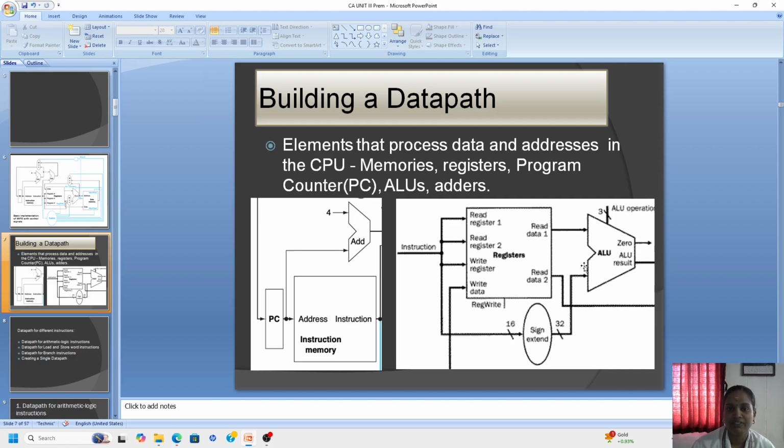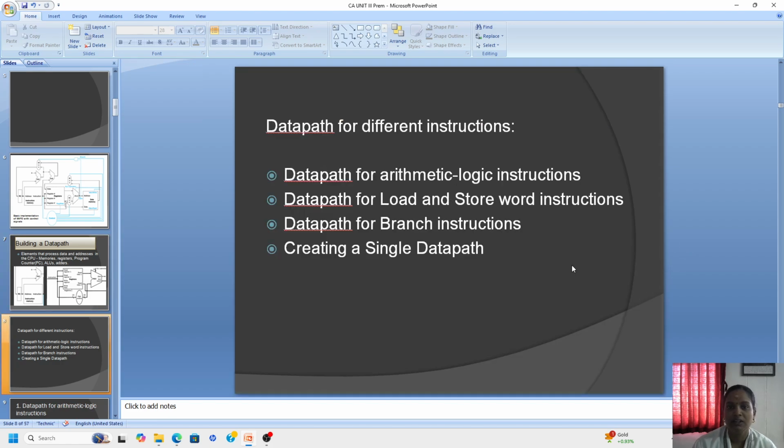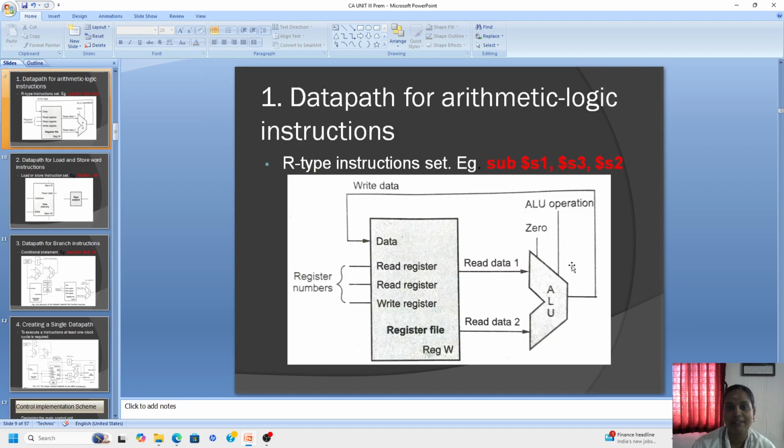Building a data path. The elements that process the data and addresses in a CPU are memories, registers, program counter, ALU, and adder. So these are all data path connectivity. The architecture is divided into two parts: instruction memory, and the register along with the ALU. The data path for different instructions can be established for arithmetic and logical instructions, load and store instructions, branch instructions, and single path.